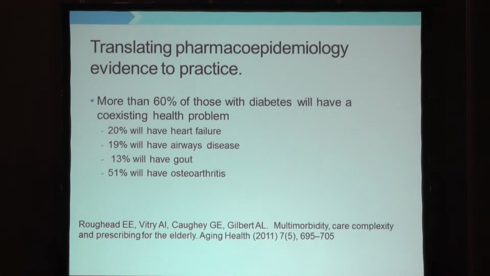And this is important because so much of our research evidence has informed clinical guidelines about specific conditions. So we have guidelines for diabetes, guidelines for atrial fibrillation, guidelines for hypertension. But the patients being treated often have multimorbidity and many of these conditions coexisting.